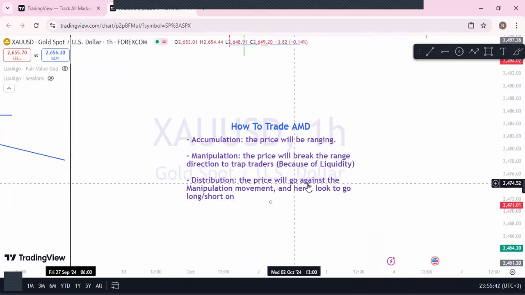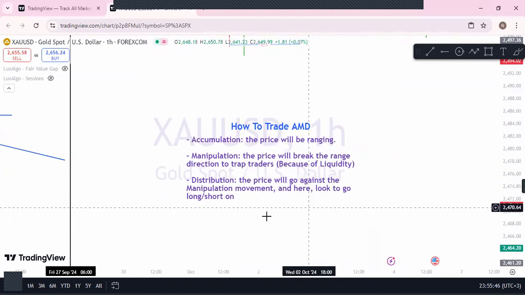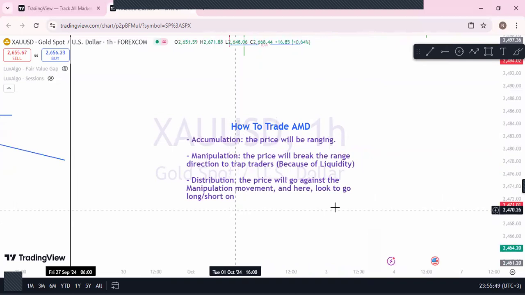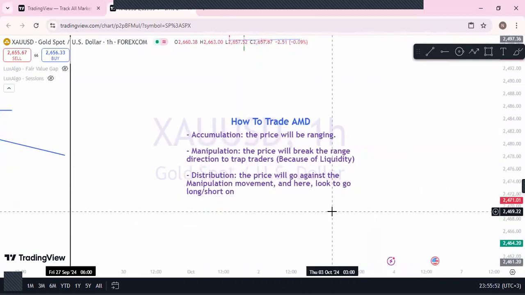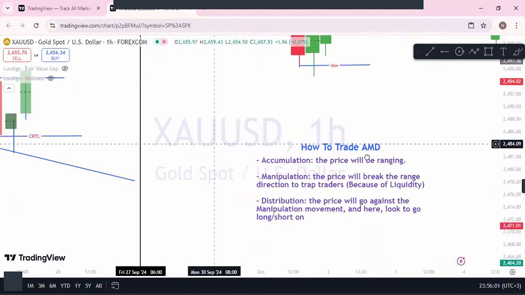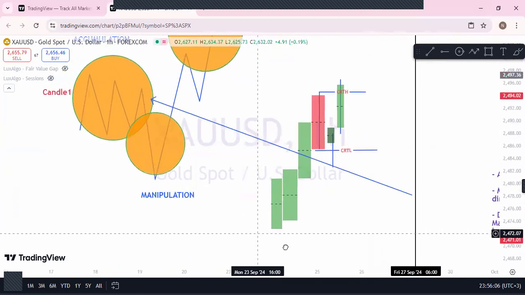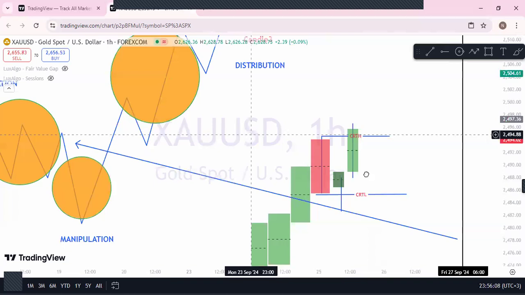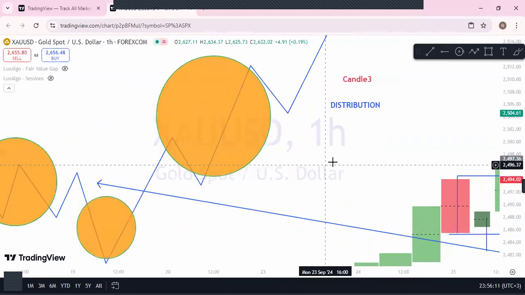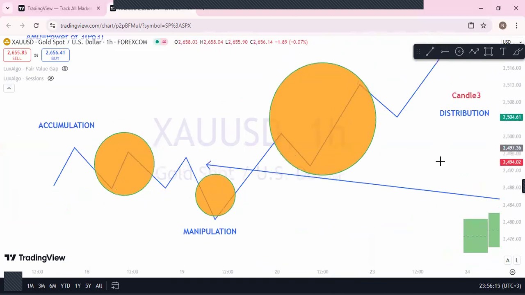In the distribution stage, the market will be going toward the correct direction. The price will go against the manipulation movement, and here we look for long or short positions. That is how we can use the accumulation, manipulation, and distribution. So let me show you how it works. This is how it works in the market.